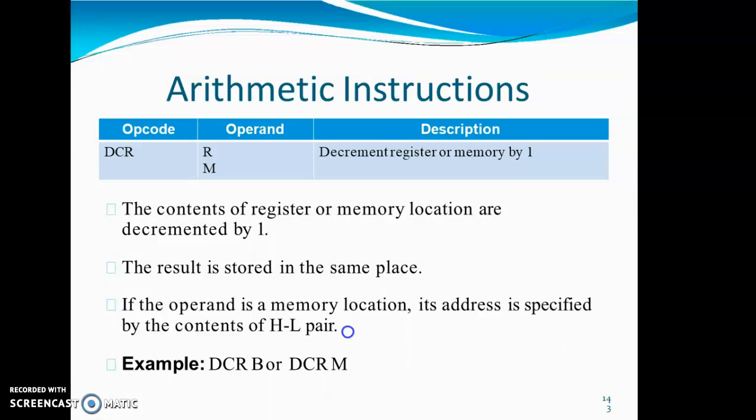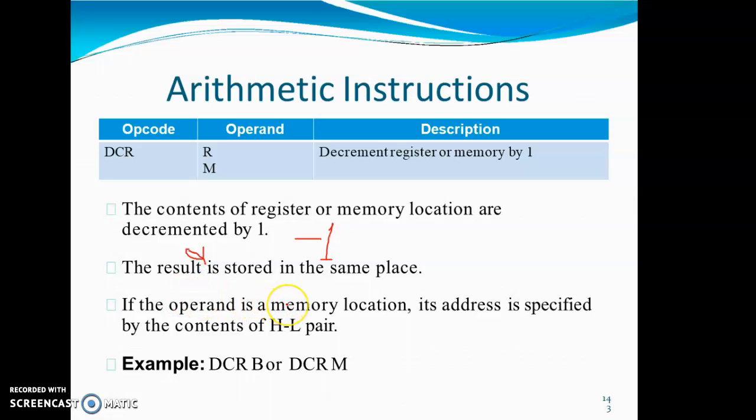Then the decrement option. It decrements the register or memory by 1, so it will give the result reduced by 1. Suppose register B has 10, then 10 minus 1 will give you 01.